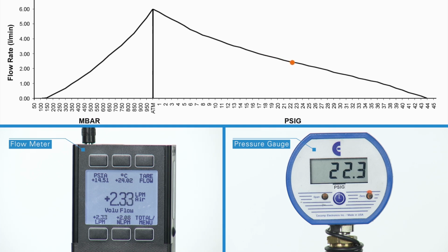Let's stop here in the middle of the curve and measure the flow rate at a pressure of 22.3 psig. Notice a flow rate of approximately 2.3 liters per minute, which matches the flow curve. Maximum pressure ratings of the pump are measured by completely closing or deadheading the valve on the outlet side of the pump. When the flow meter displays a flow rate of 0 liters per minute, the pressure gauge will display the maximum pressure, which in this case is 44.5 psig.